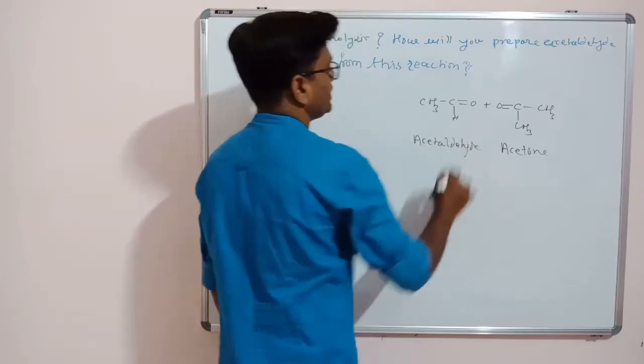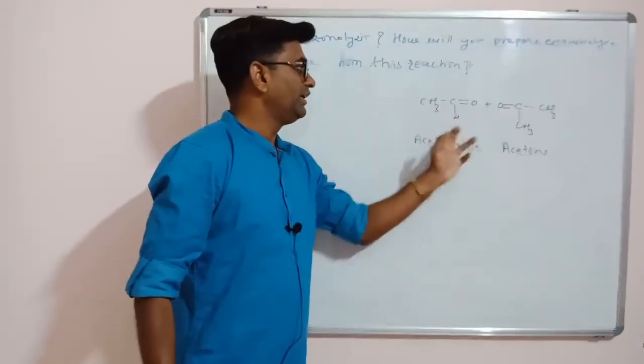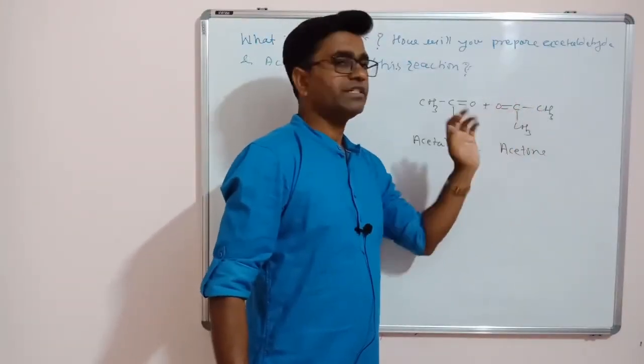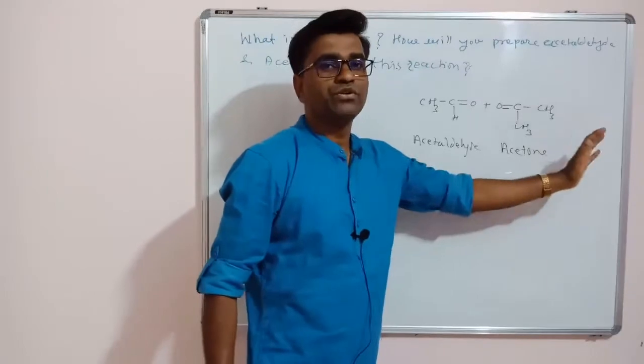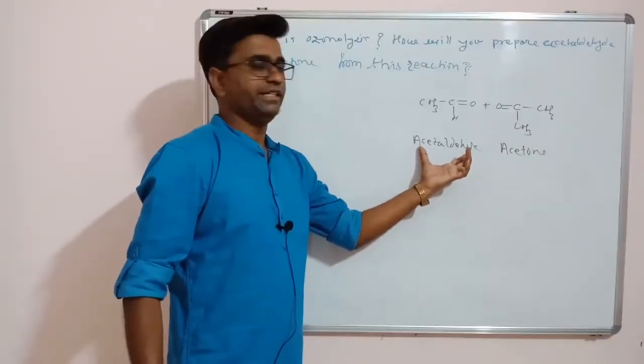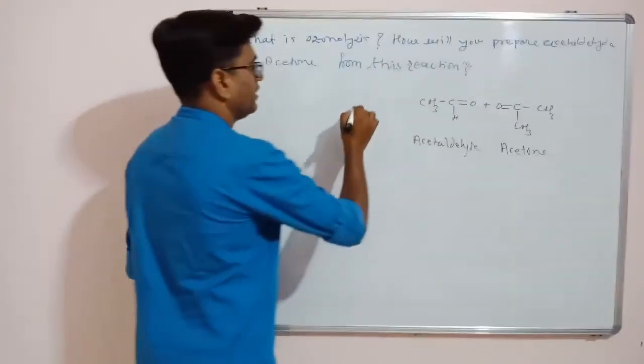The IUPAC name is ethanal because there are 2 carbons only, with an aldehyde, so ethanal. These are the 3 carbons. At the second carbon there is a ketone, so propanone. Likewise the IUPAC names, and these are the common names: acetaldehyde, acetone. So these are the 2 products from ozonolysis.